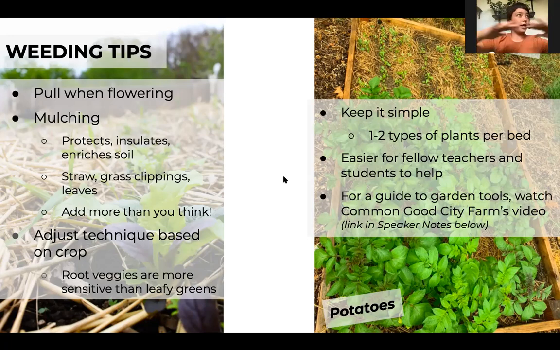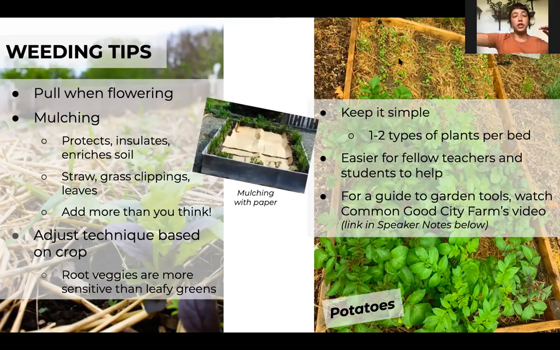Because when there's a thick layer above and there's no sunlight coming through, the weeds will have trouble growing. And mulch can be straw, grass clippings, leaves. Here we have even a picture of paper. It's not the prettiest, but if you don't want to go and buy mulch, you can always use what you have around the schools or the garden that can easily decompose.